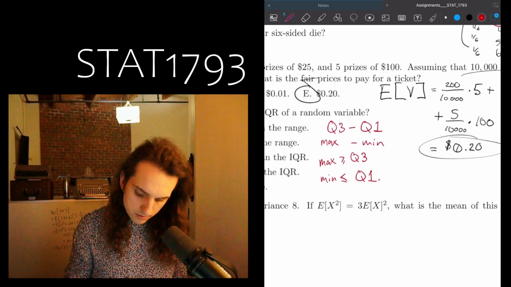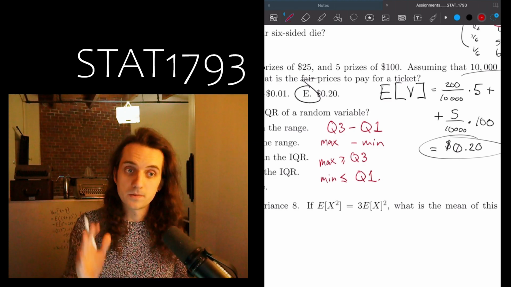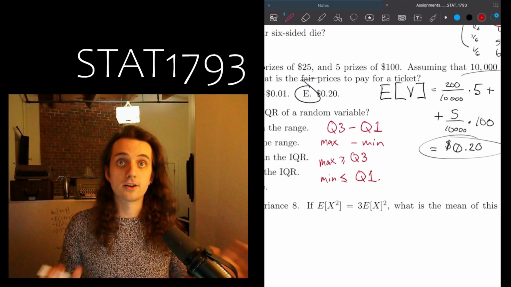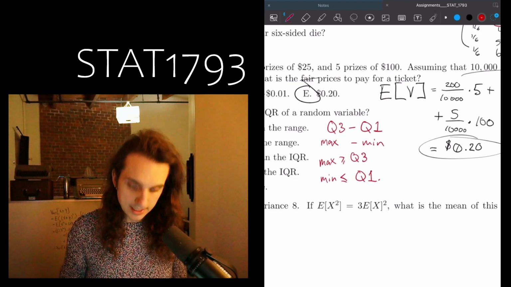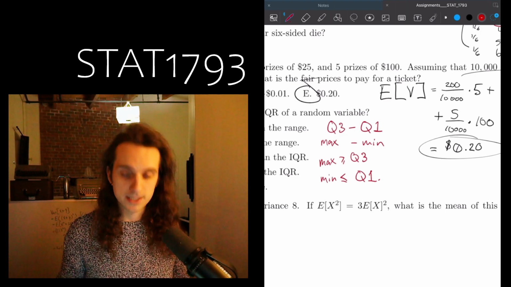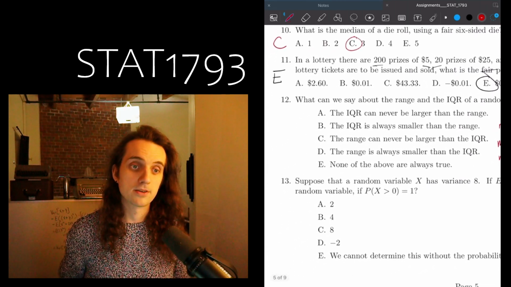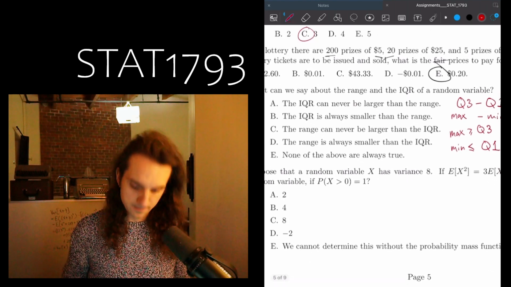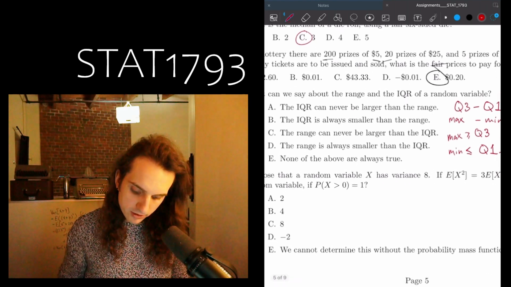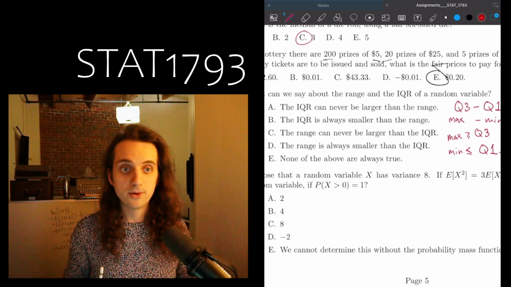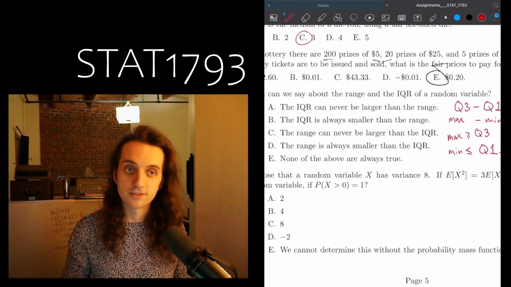All right, and so in this case, what do we know? Well, we know that the range is always going to be at least as large as the interquartile range. The range cannot possibly be smaller than the IQR. We might know some other things, but that's the thing that jumps out immediately. So we can start looking at the options here. The IQR can never be larger than the range.